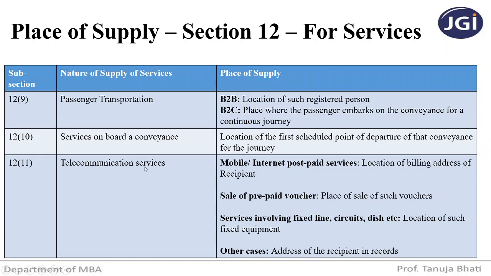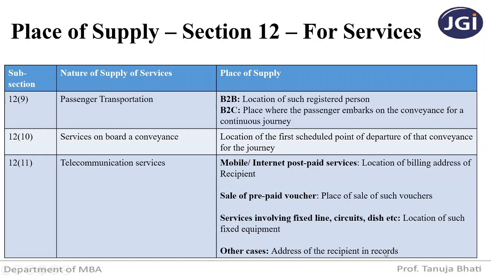If any services is relating to telecommunication services, place of supply will be, if the services is relating to mobile, internet, postpaid services, the location or billing address of the recipient. If it is a prepaid service like vouchers, we take prepaid vouchers for recharging a mobile, then place of sale of such vouchers. If there is services involving fixed line circuits, dish TV, etc., location of such fixed equipment. If any other case, apart from this, relating to telecommunication service, it is going to be the address of the recipient in records.